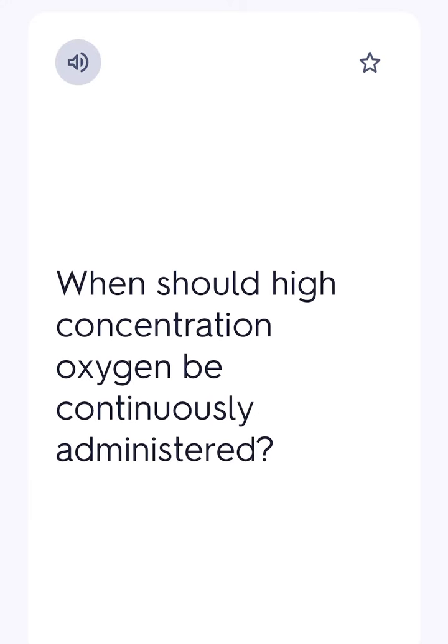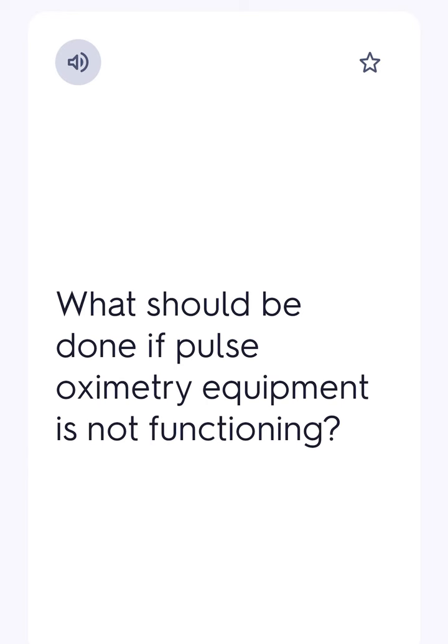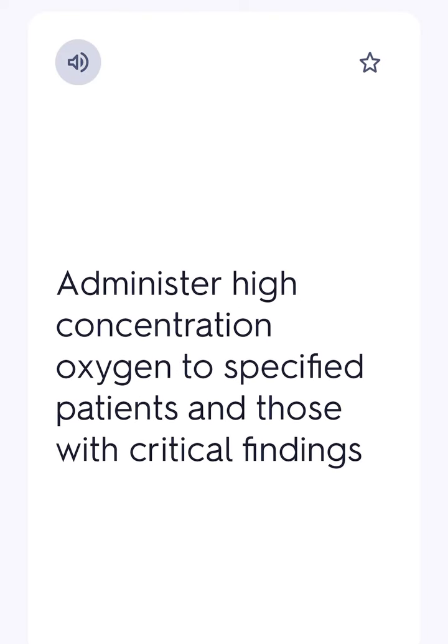When should high concentration oxygen be continuously administered? Confirmed or suspected carbon monoxide or cyanide toxicity, upper airway burns, scuba diving related disorders, ongoing cardiopulmonary arrest, complete airway obstruction, sickle cell anemia with suspected vaso-occlusive crisis. What should be done if pulse oximetry equipment is not functioning? Administer high concentration oxygen to specified patients and those with critical findings.